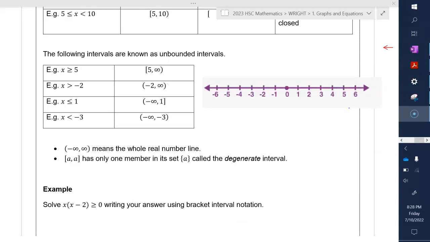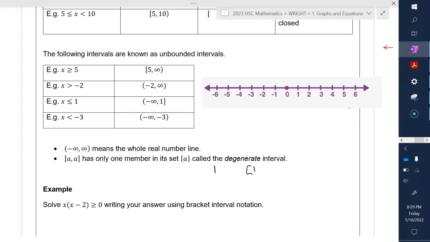The last two parts down here is if we were to look at the whole number line, which would include all real numbers, we would write that as negative infinity to infinity. And again, we'd have curved brackets, not square brackets, because we don't have an ending number for infinity. We have another one called the degenerate interval. And we'd write this as these two A's being the same, it has only one member in its set. So if the set we were looking at contained only x equal to 1, we could write that as [1, 1].